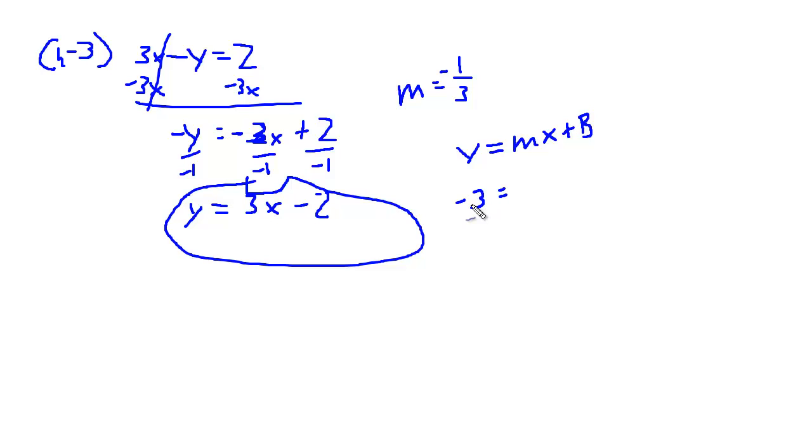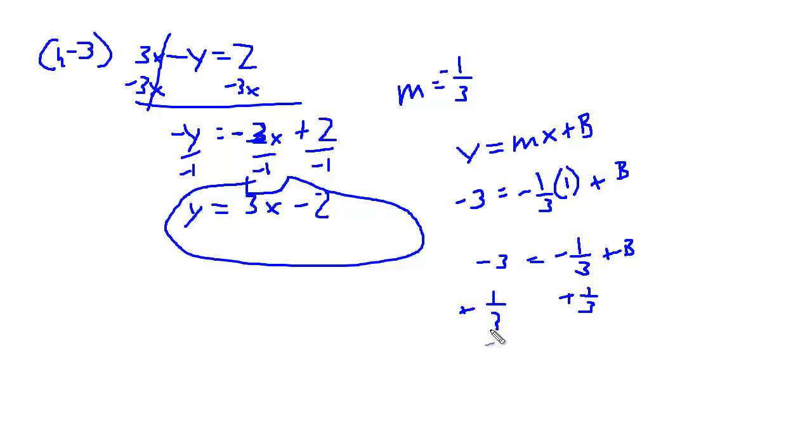Negative 3 is my y. I'm going to plug that in right away. Negative 1/3 is my slope, and my x is going to be 1. What's nice is negative 1/3 times 1 is just negative 1/3. So that just means I have to take my 1/3 and add it to both sides. So I add my 1/3 to both sides.